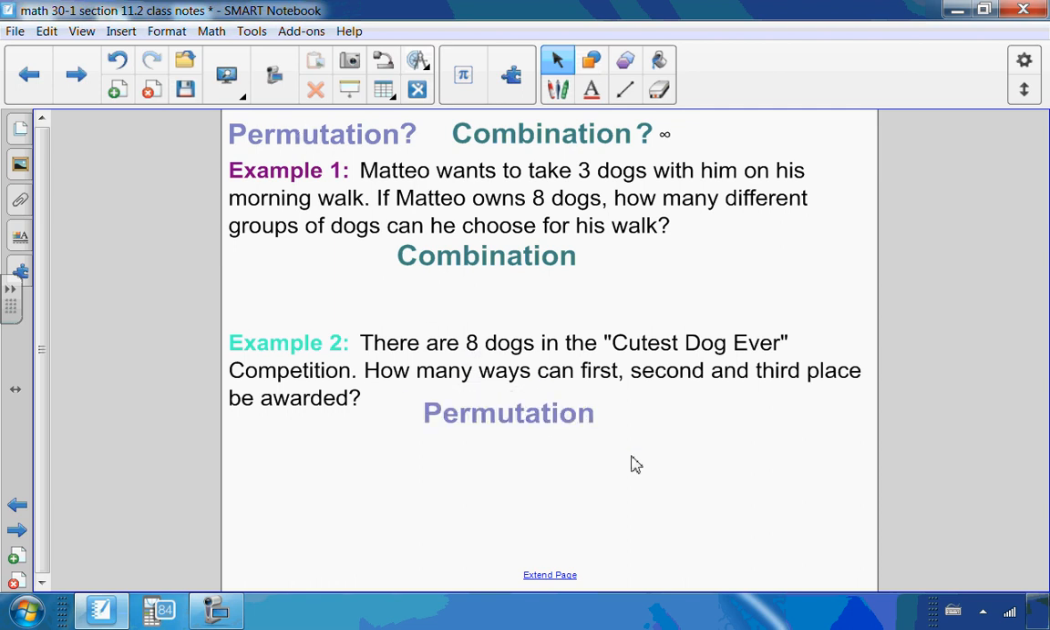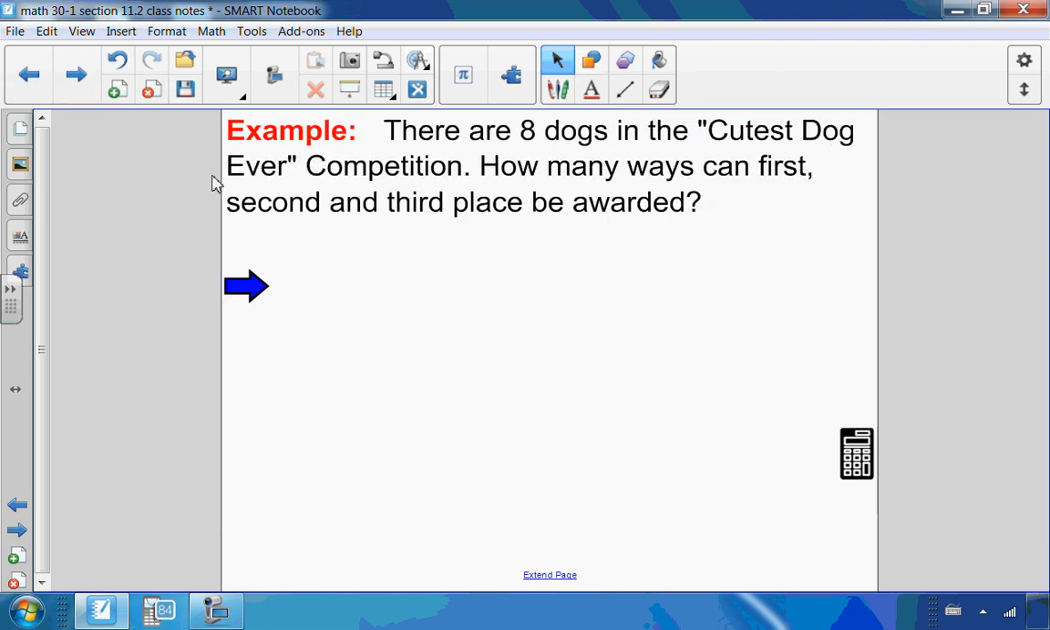And just as an aside, my dog Hershey would take first place. Just saying. Okay, let's calculate each one of these.